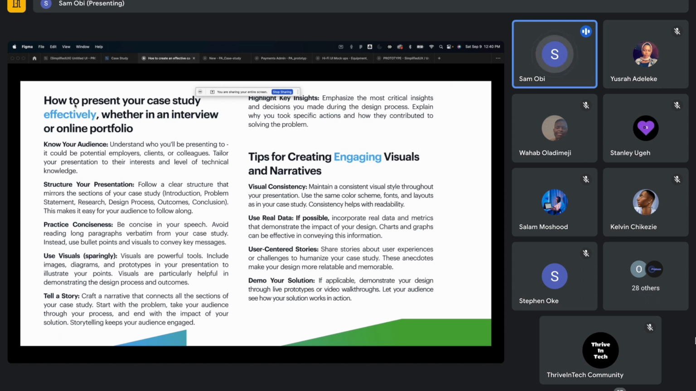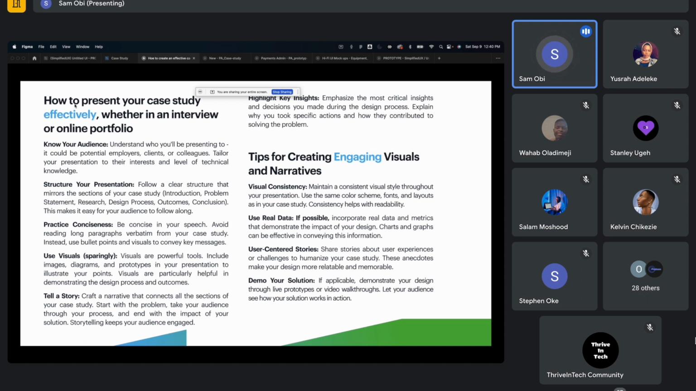Now, you have to know your audience, right? Like I said before, you might be presenting to your friends, you might be presenting to clients, you might be presenting to hiring managers, recruiters, you could be presenting to anybody. So knowing your audience is really important. And then when you structure your presentation in the right way for that audience, it will be clearly understood what you are trying to present and how you're able to solve your problem from end to end.